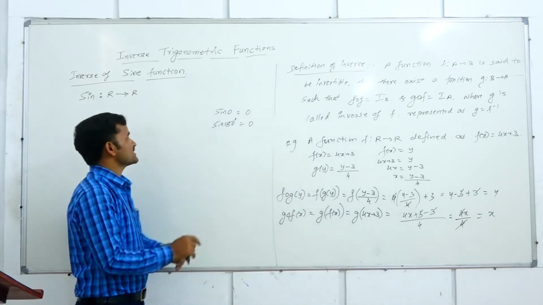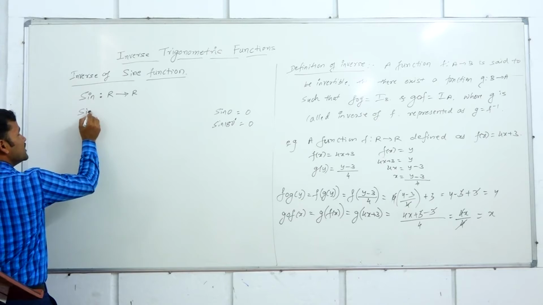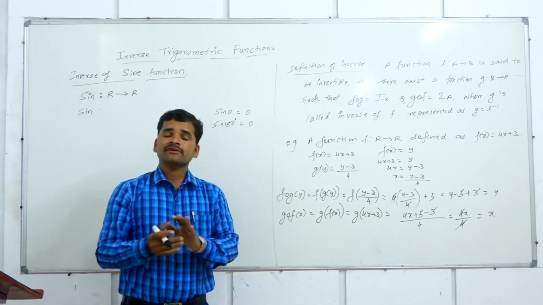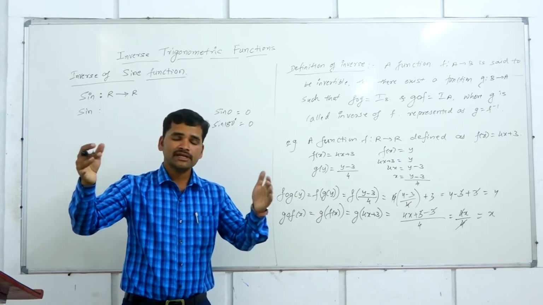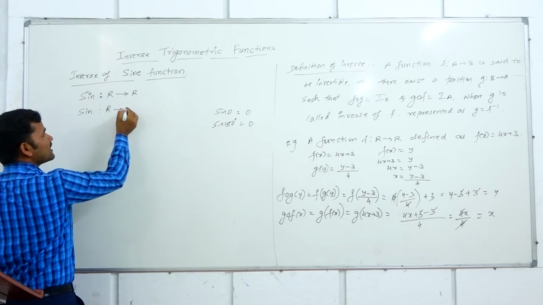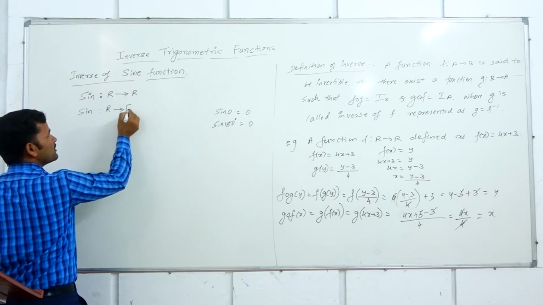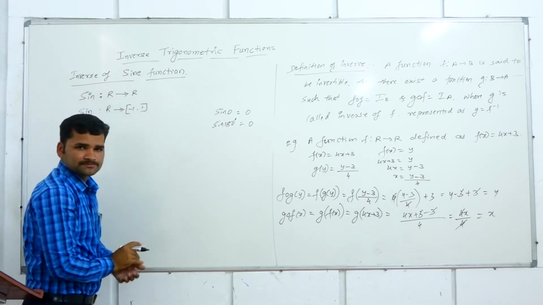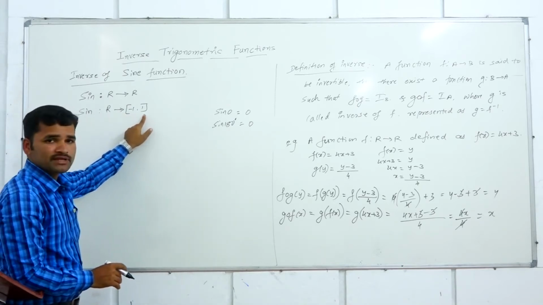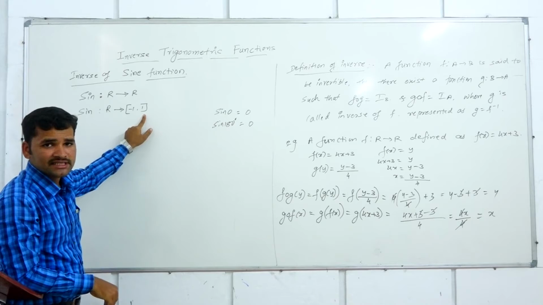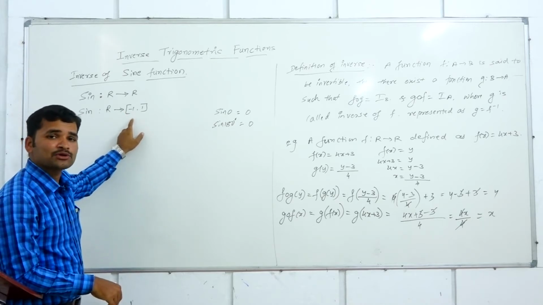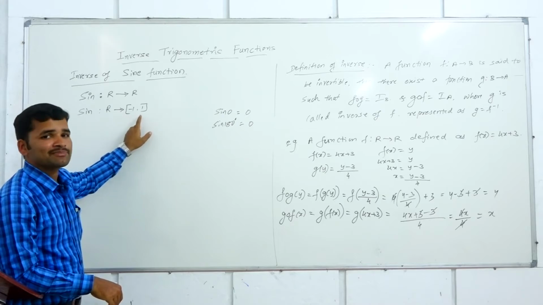To make the given function 1-1 and onto, we will restrict its domain and codomain. To make the given function onto, you restrict its codomain to -1 to +1. Means codomain I am considering only in the interval -1 to +1. What is the range of the trigonometric function sin theta? That is from -1 to +1 only. Here I am considering the codomain closed interval from -1 to +1.